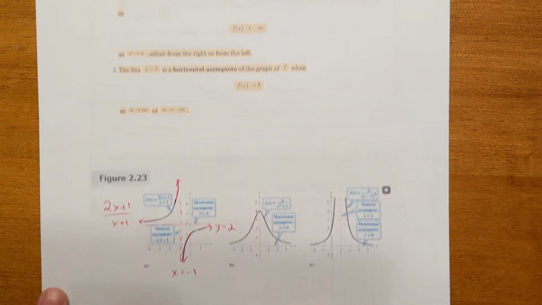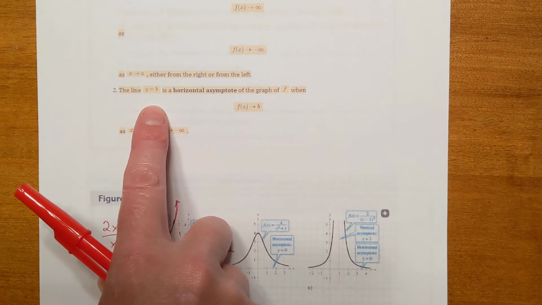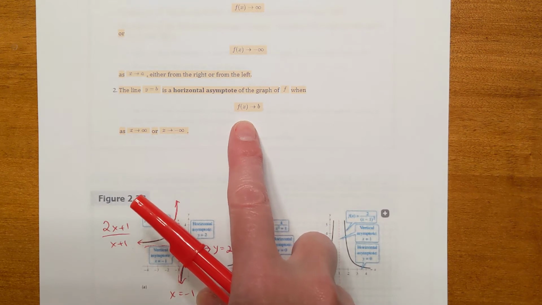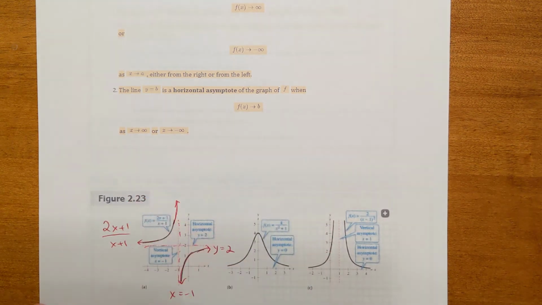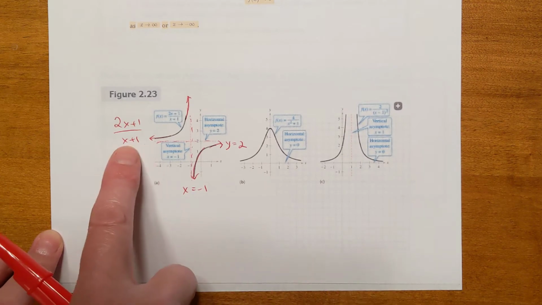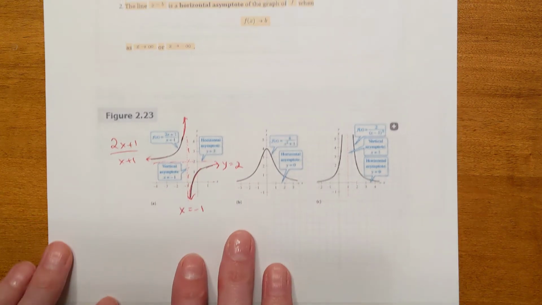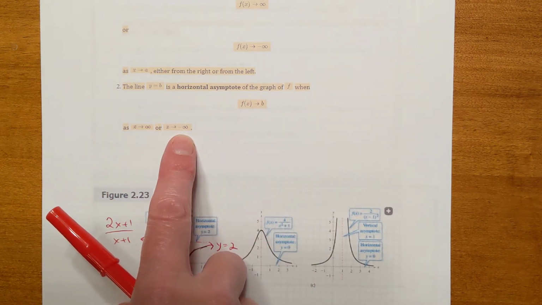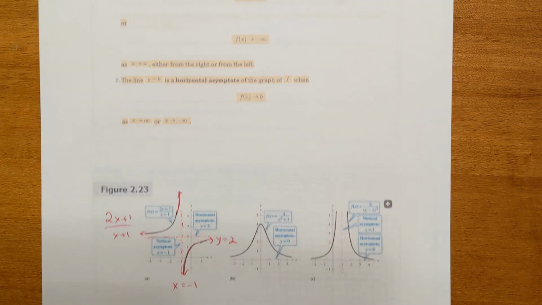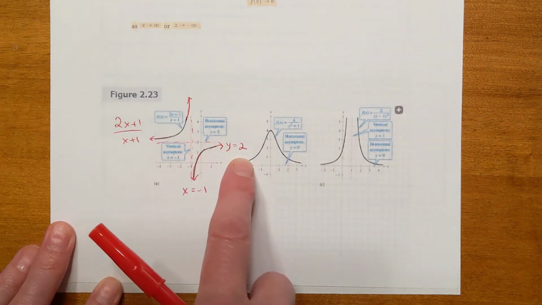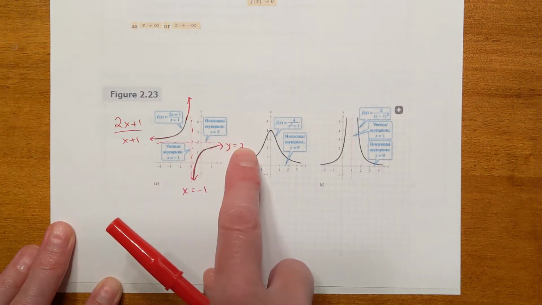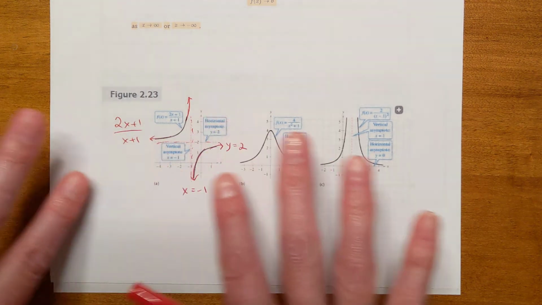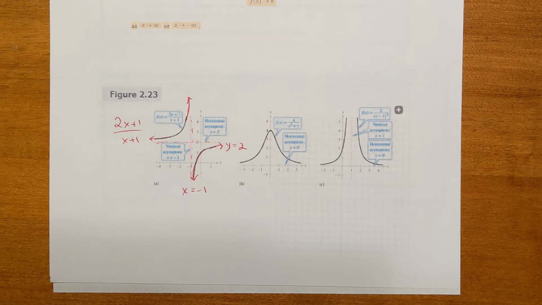And then a horizontal asymptote, the line y equals b, is a horizontal asymptote of the graph of f when f of x, or y, approaches some value b. And our value of b down here, and the one we just looked at, was approaching the number 2. So as x approaches infinity, or as x approaches negative infinity, it approaches that value b. So as x goes to positive infinity from the right, it's approaching positive 2. And from the left, it's also approaching positive 2.